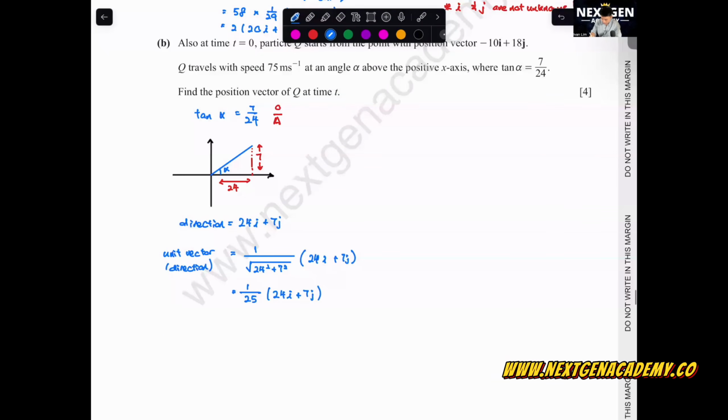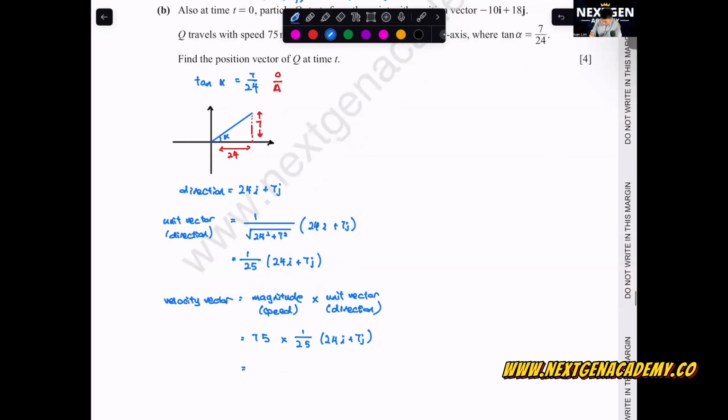Okay, then velocity vector, which is magnitude, which is your speed, multiplied by unit vector direction. The speed they give us is 75 times 1 over 25, 24i plus 7j. This will be 3, 24i plus 7j, which will get 72i plus 21j.